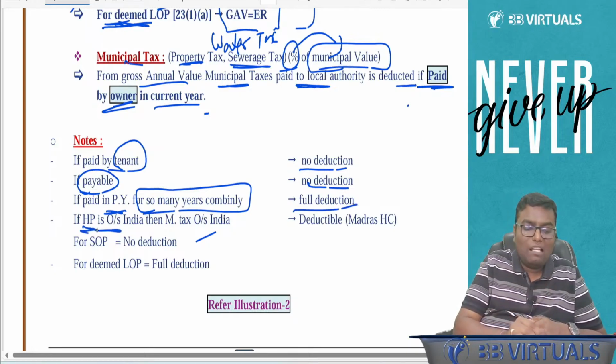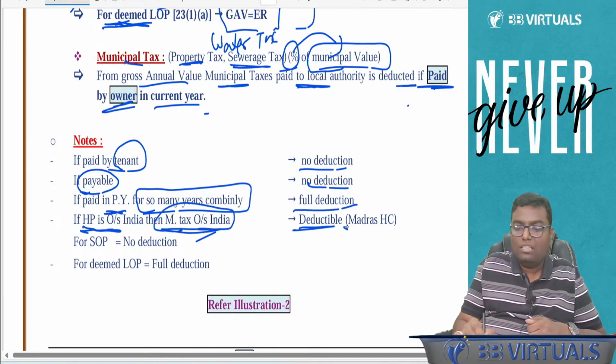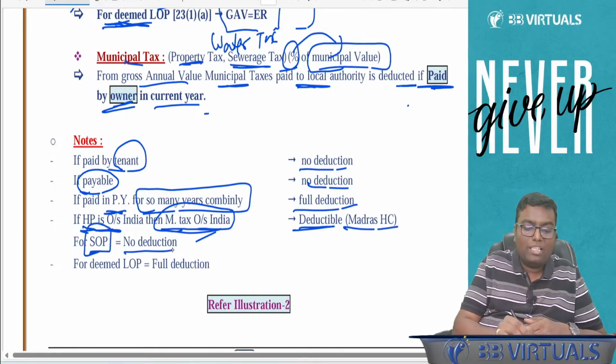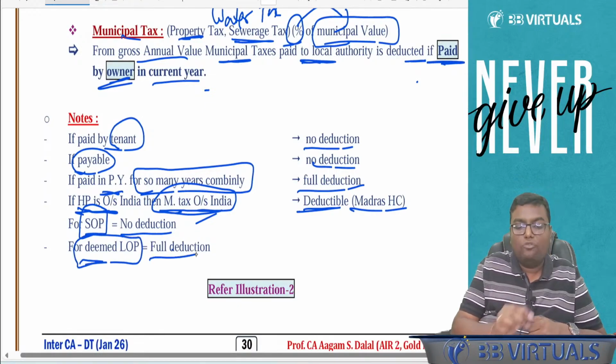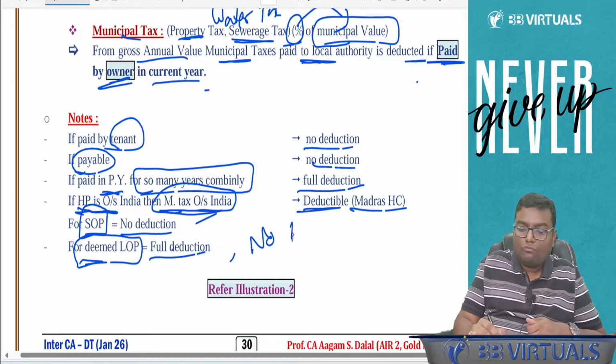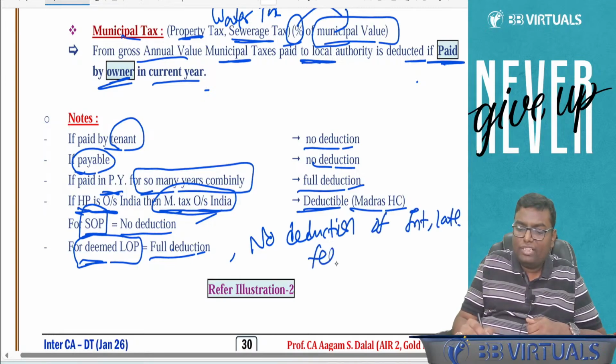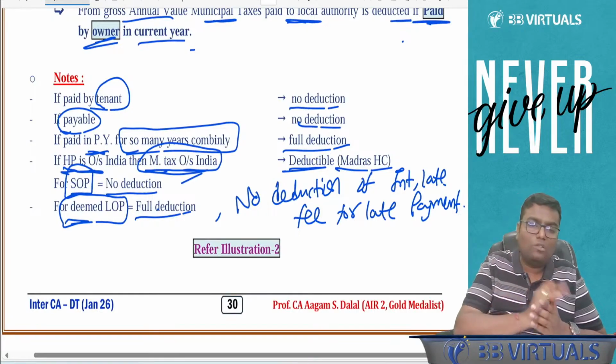If the house property is outside India, then municipal tax paid outside India is also deductible as per the Madras High Court judgment. Acha, if it is a self-occupied property, no deduction. But if it is a deemed let out property, you will get full deduction. One more point you can add over here: no deduction of interest or late fee for late payment. So if you are also paying some interest, etc. on this municipal tax, that is not allowed as a deduction.